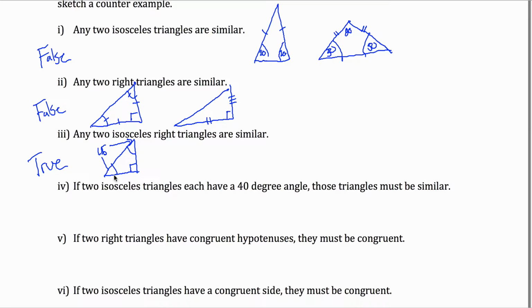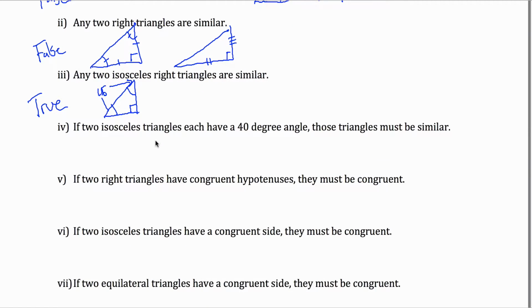So each of these is 45 degrees. And if this has to be 90, this has to be 45, this has to be 45, then the triangles are similar. So this is a true statement. Angle, angle, angle, if you want. Number 4: if two isosceles triangles each have a 40-degree angle, then those triangles must be similar. That's a false statement. Here is an isosceles triangle where this is 40 and this is 40.